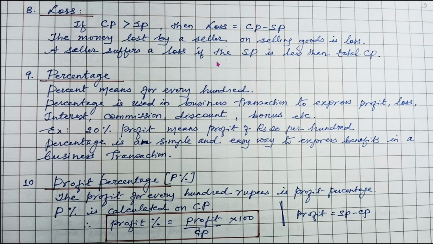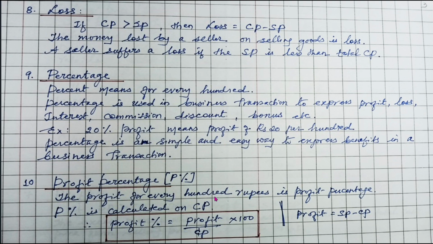Now, sometimes in a business there is also a loss, and that is possible only when the cost price is greater than the selling price. Rather, loss is equal to CP minus SP. The money lost by a seller on selling the goods is known as loss. A seller suffers a loss if the selling price is less than the total cost price.